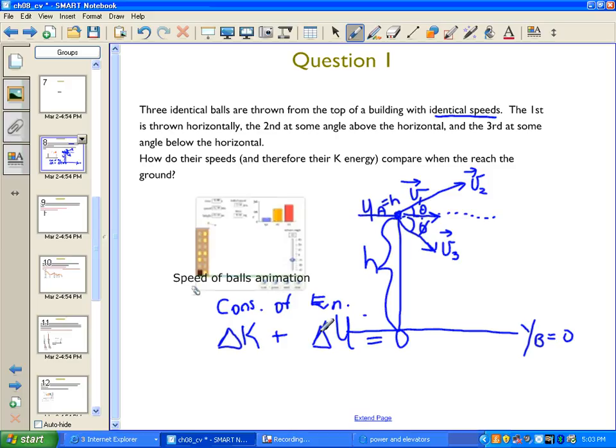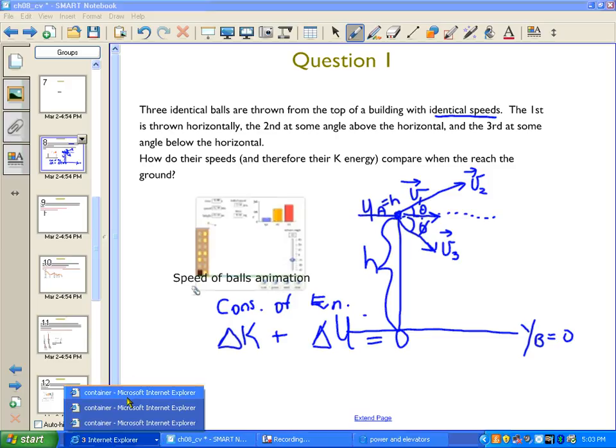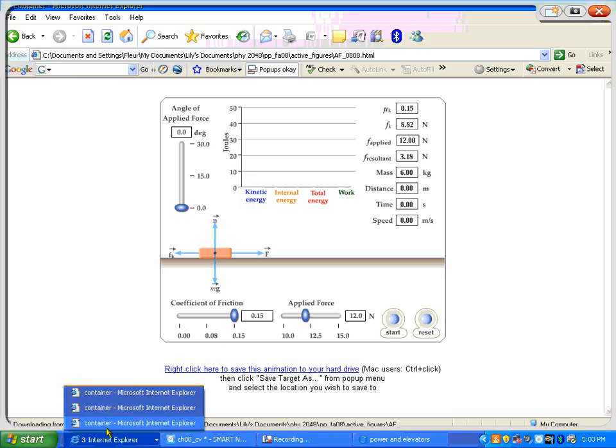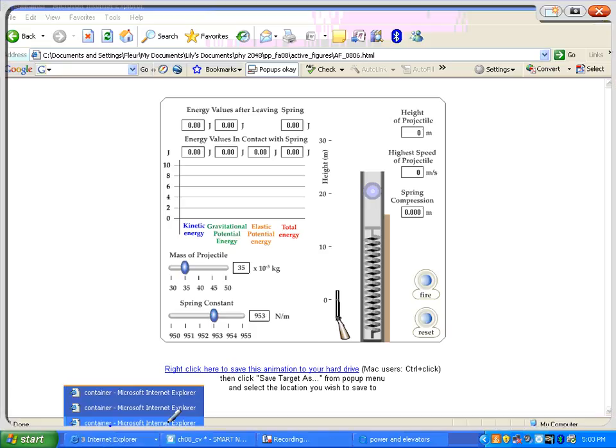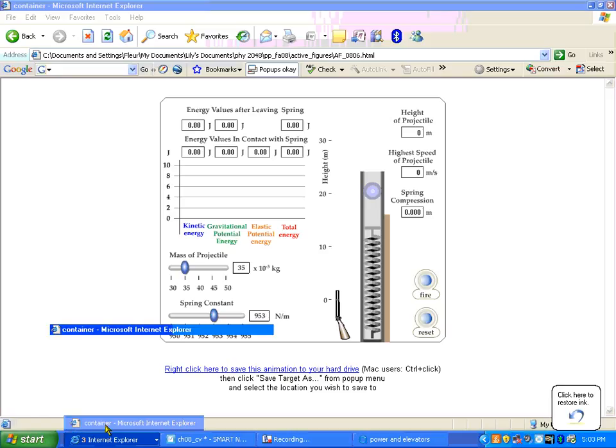And let's view an animation so that we can actually see how this does agree. Let's see if this will be the one. No, not this one. I have to go through all of the ones that I opened up. Let's see. This is what we want.